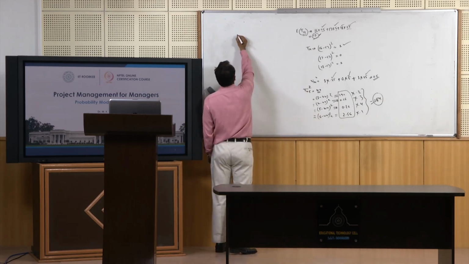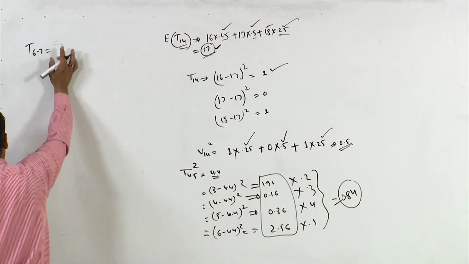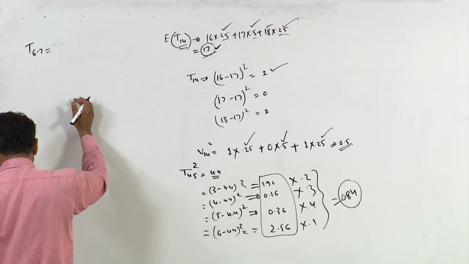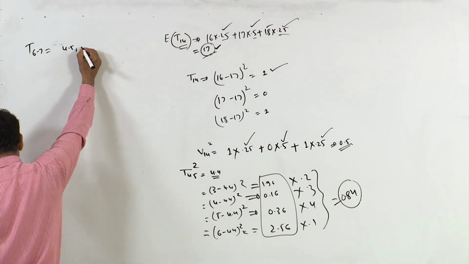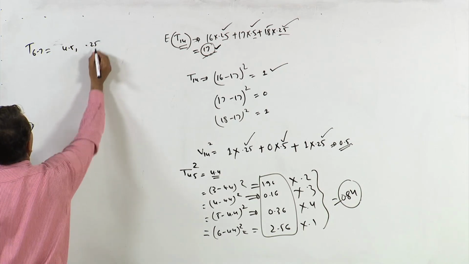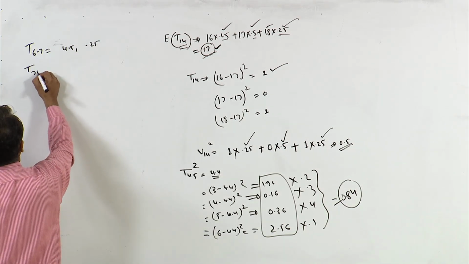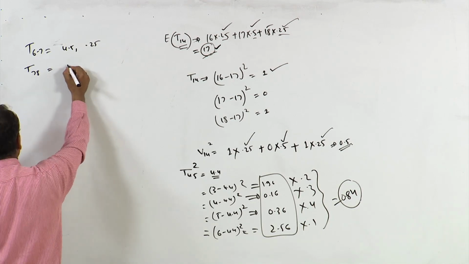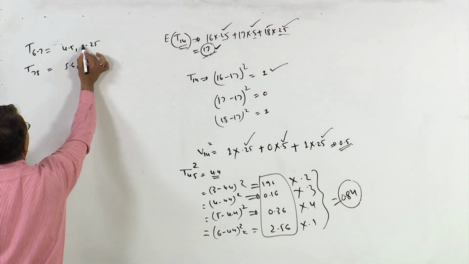Similarly, for activity 6-7, the mean is 4.5 and its variance is 0.25. For activity 7-8, its mean is 5.6 and variance is 0.24.